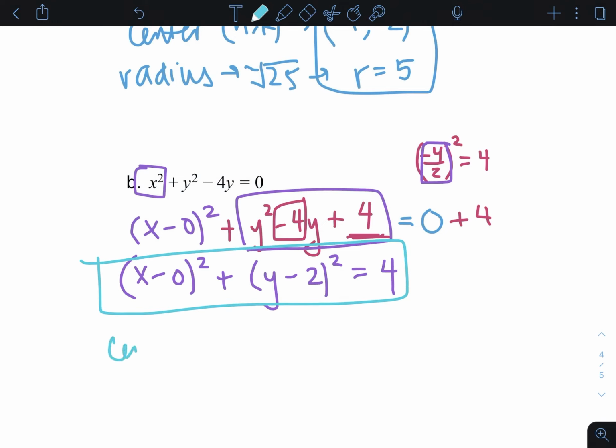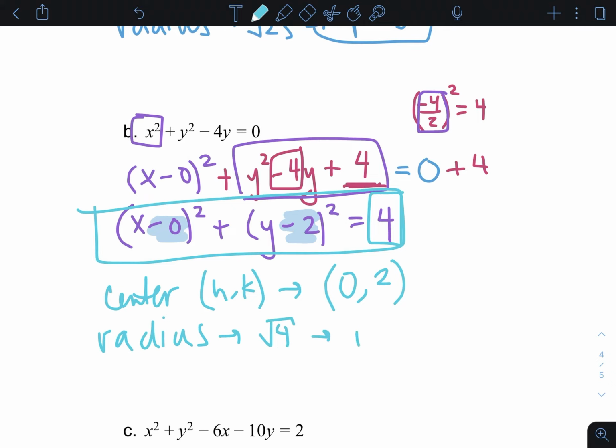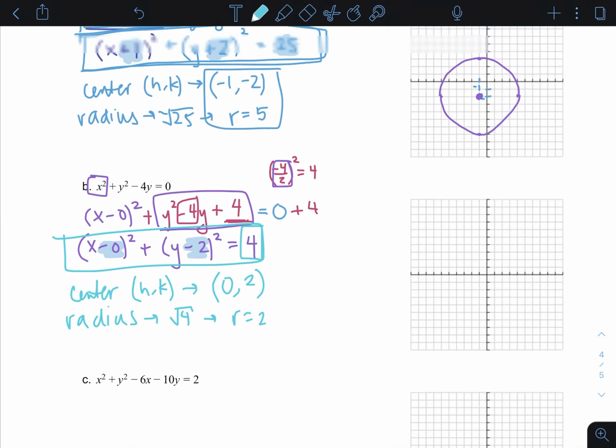Now, my center is h, k, which I can see here. My h is 0. Pretty easy. And then my k is going to be the opposite from what I see, so it's got to be a +2. The radius is going to be the square root of my number there, so the square root of 4, which is 2. So I have a radius of 2 with a center 0, 2.